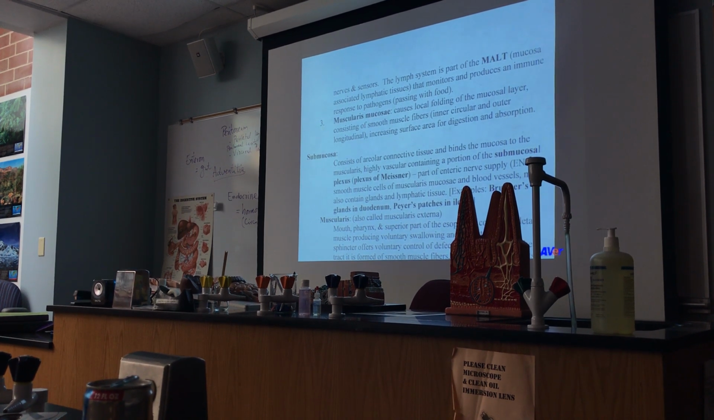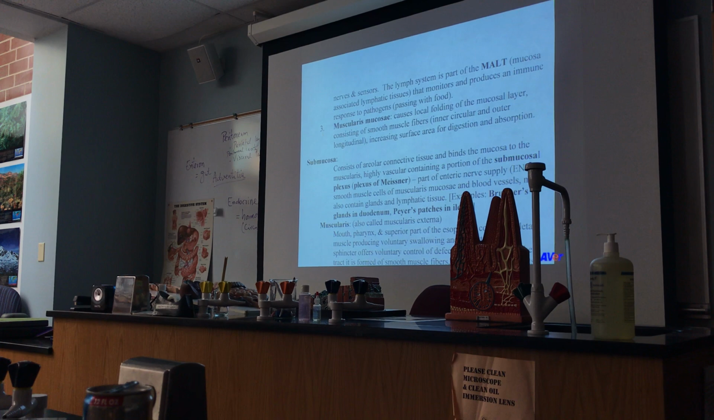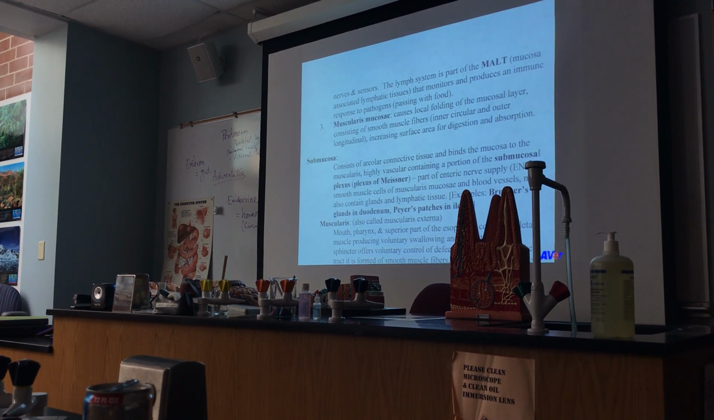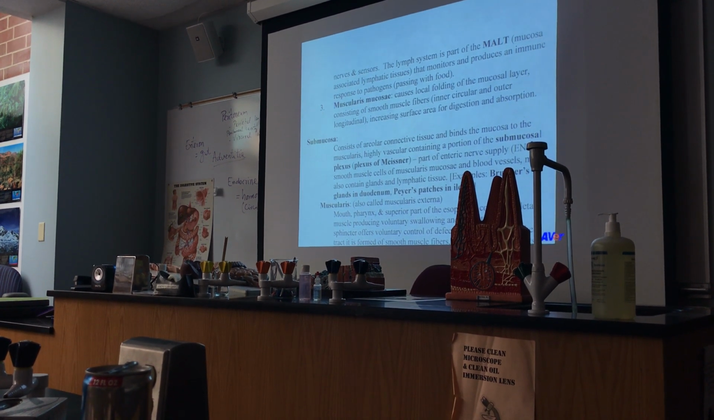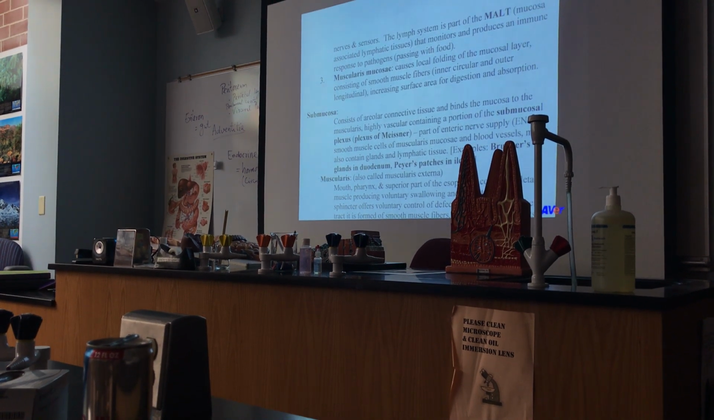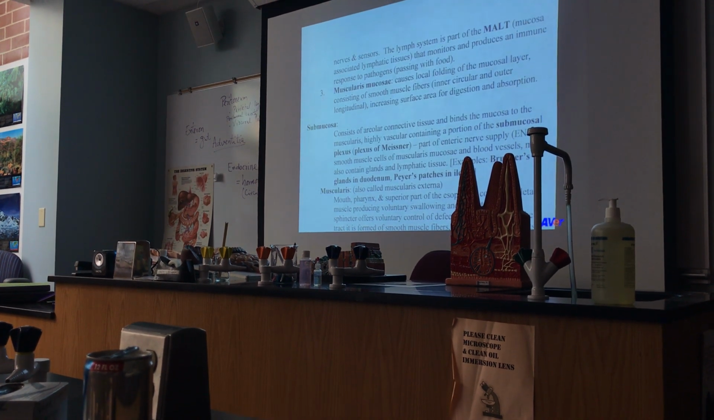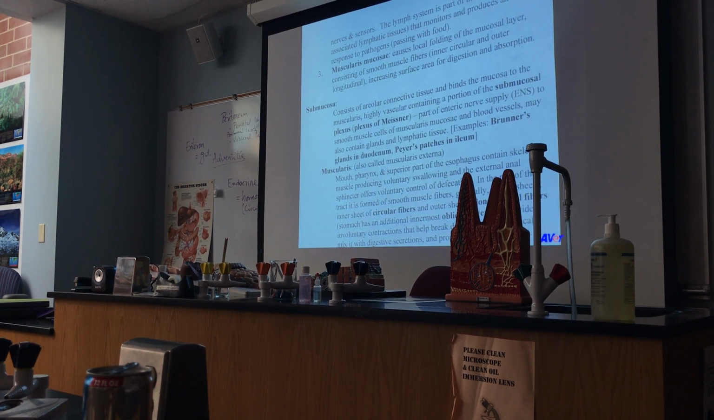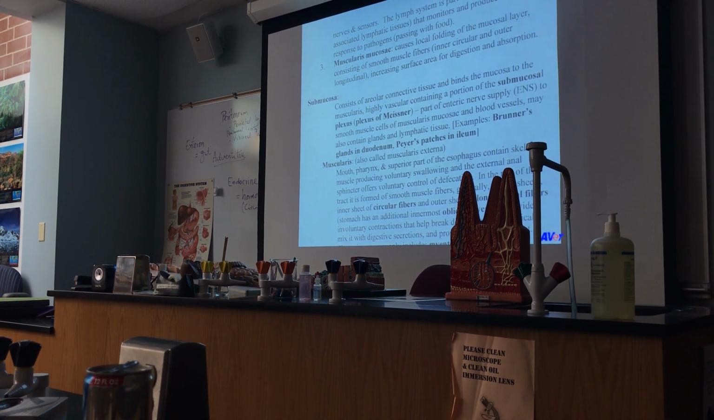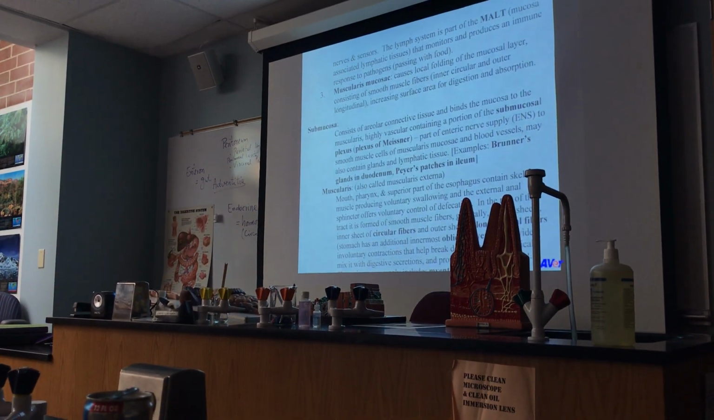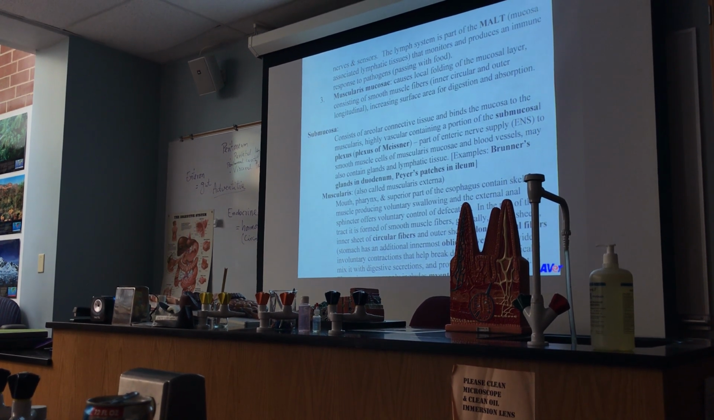And then muscularis mucosae, that causes local folding of the mucosal layer consisting of smooth muscle fibers, inner circular and outer longitudinal. They also increase the surface area for digestion and absorption. Next is submucosa. Note that the different things that are found, like I'm going to show you in this model.